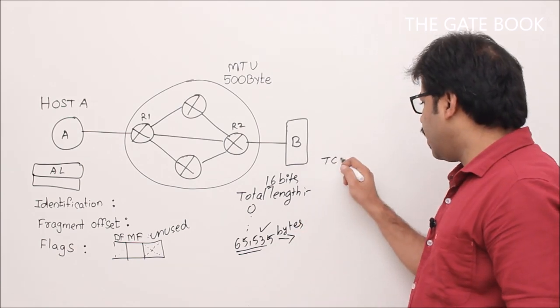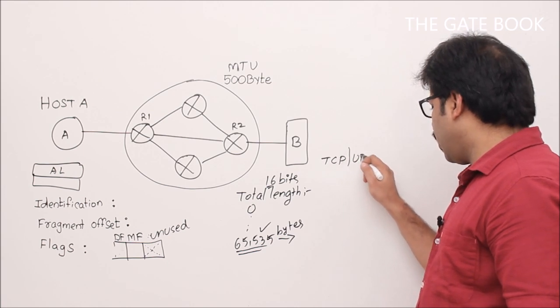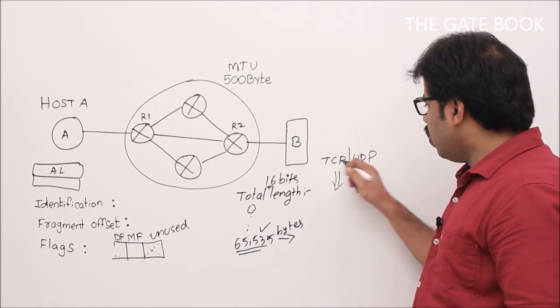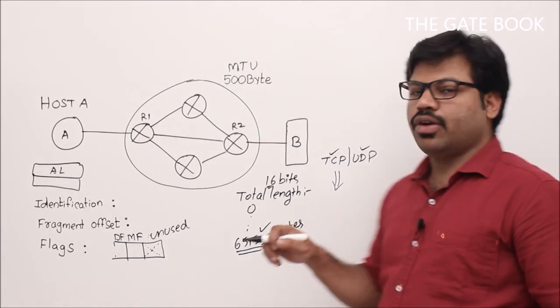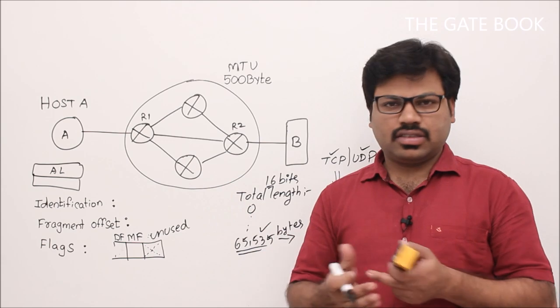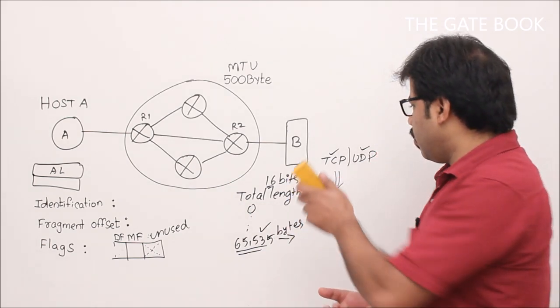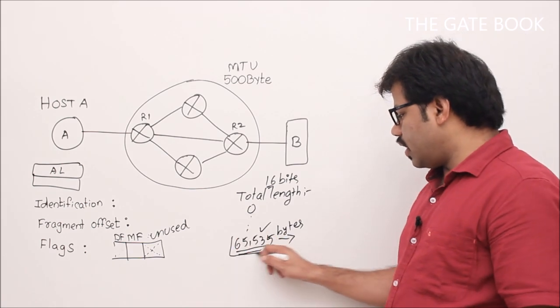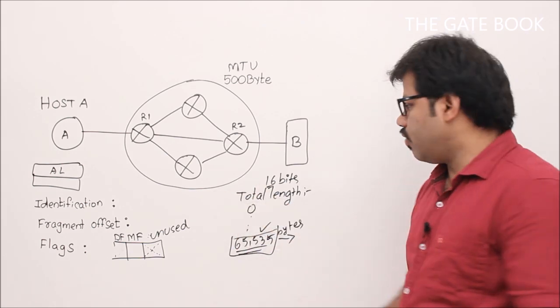So we are going to take the data from TCP or UDP, right? Whatever the upper layers. From that we are going to take the data, right? So TCP or UDP generally don't generate this much size data, so there will not be any problem. We don't get any problem with higher layers. So this is sufficient, I can say, right? That is enough for you.